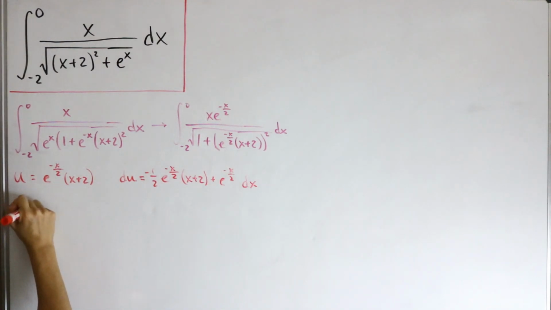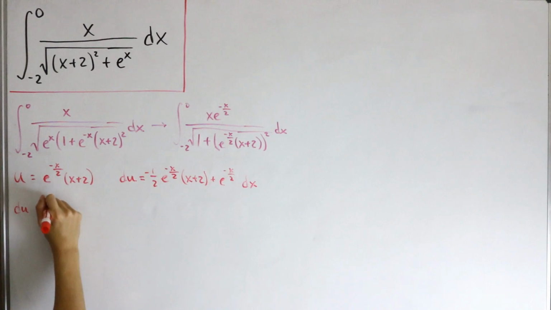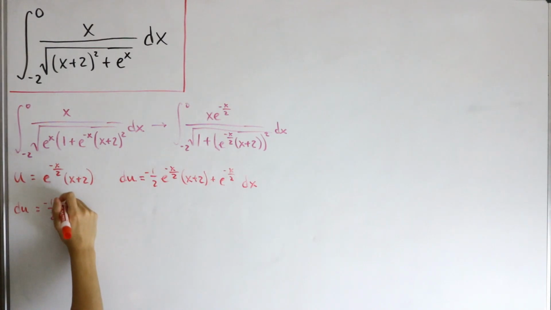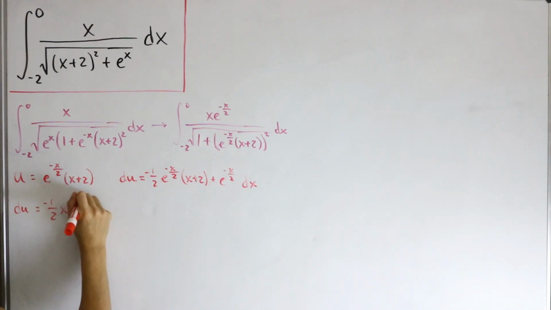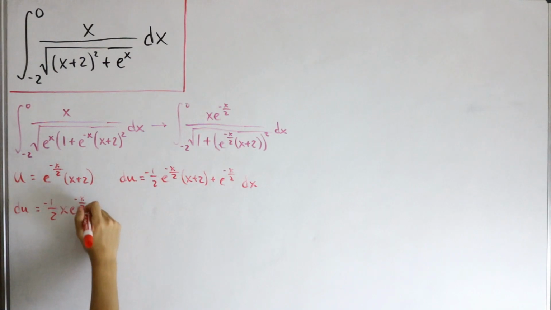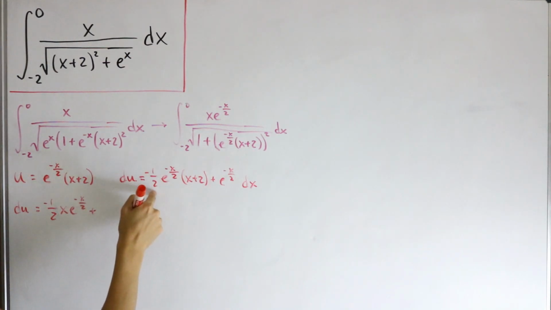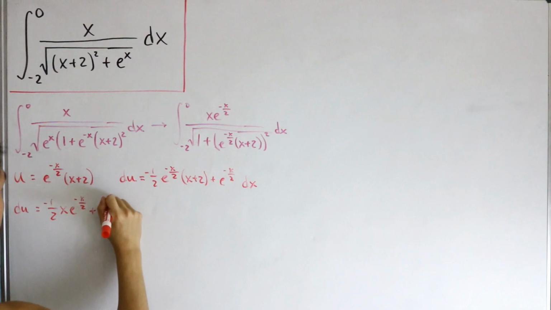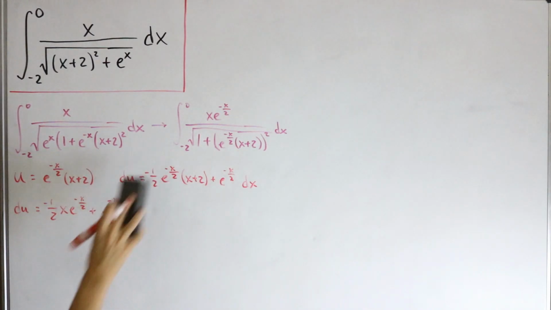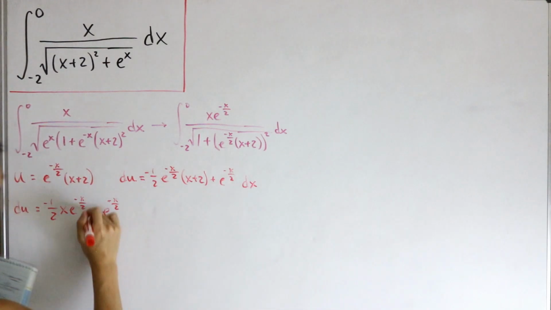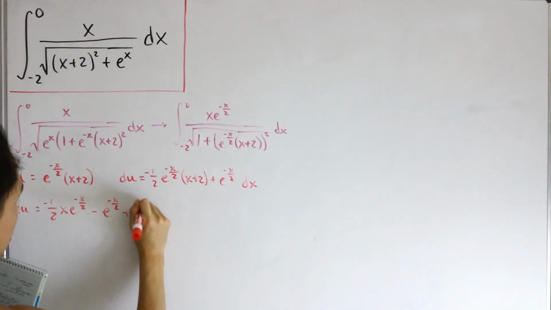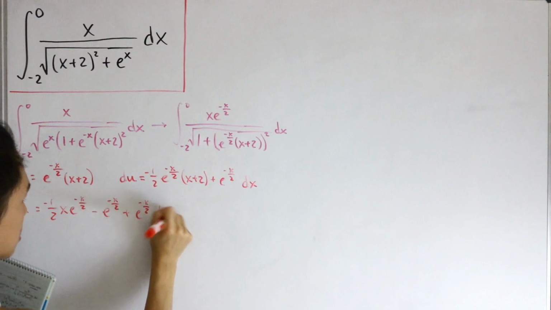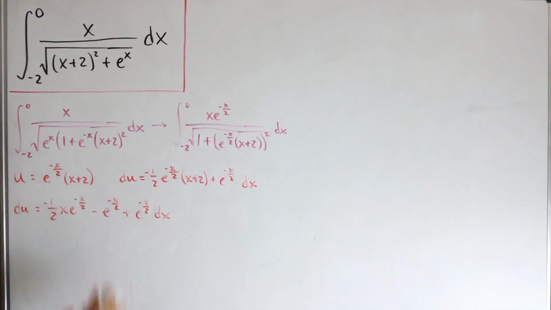So now I have that du is simply going to be equal to -1/2 multiplied by x, then e to the -x divided by 2. Then we distribute this over here. So plus e to the -x divided by 2. Rather, this should be a minus since it's the minus over here. So minus, and then afterwards plus e to the -x divided by 2, then dx. And then you'll see that these terms are going to cancel.